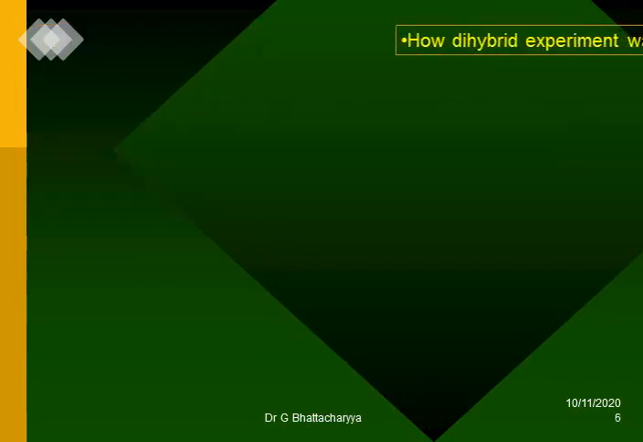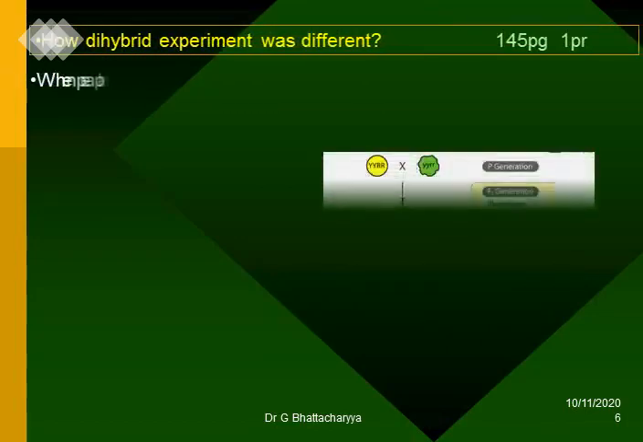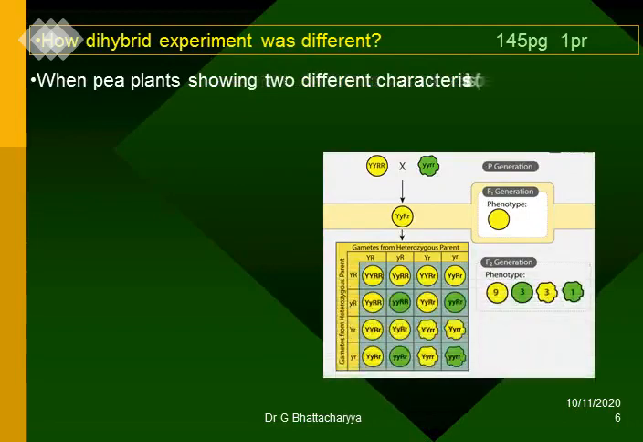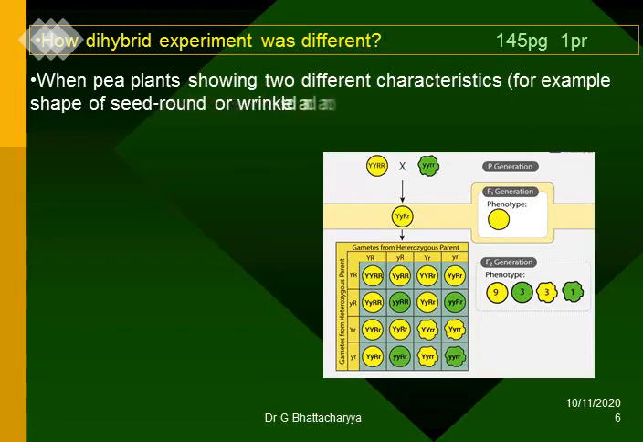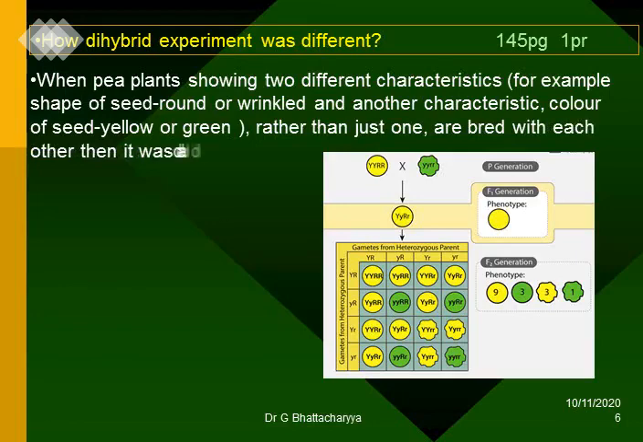How was the dihybrid experiment different? When pea plants showing two different characteristics, for example, shape of seed, round or wrinkled, and another characteristic, color of seed, yellow or green, rather than just one, are bred with each other, then it is called dihybrid.